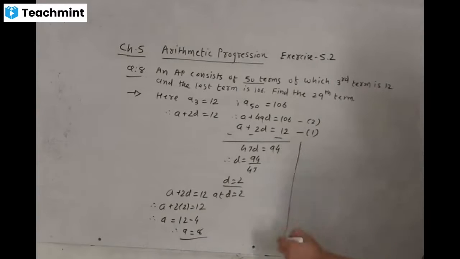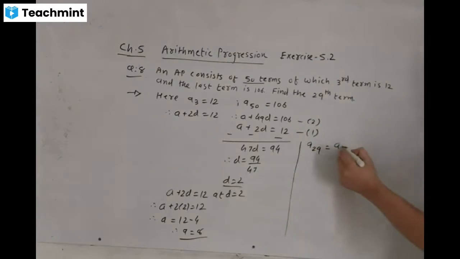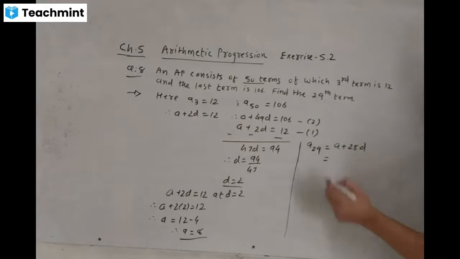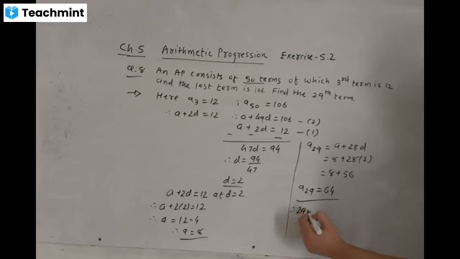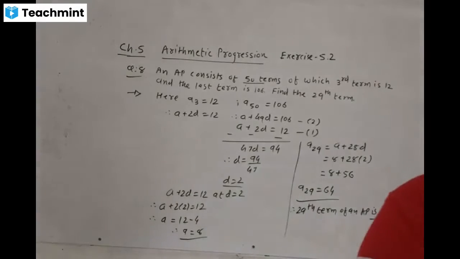What to find? The 29th term. A29 means a plus 28d. What is a? A is equal to 8, and d is equal to 2. 8 plus 28 into 2, that is 56, is equal to 64. Therefore, the 29th term of the AP is 64, and that is the final answer. Okay.